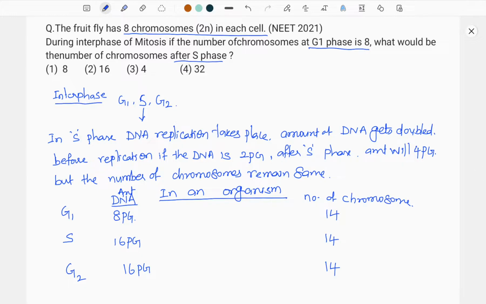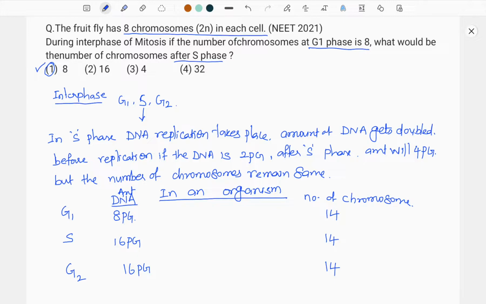He is not asking the amount of DNA. Within the chromosome, the amount of DNA may get doubled, but the number of chromosomes remains the same. So the answer will be again the same, that is 8 only, the first option. So they want to test your knowledge of what happens to the amount of DNA and the number of chromosomes during interphase. That is the point of discussion here. That's what he wants to test, your understanding of interphase. So this is a very good question.